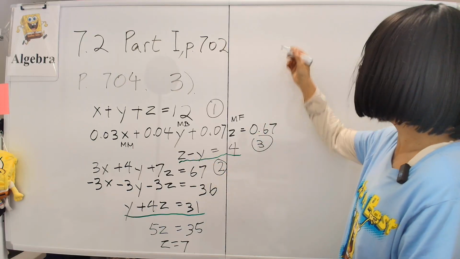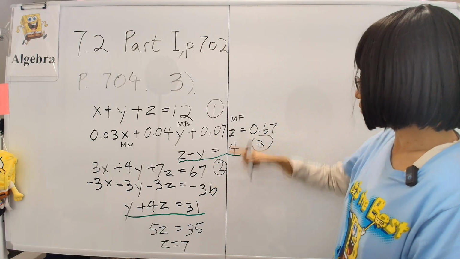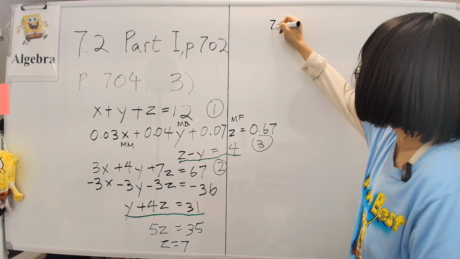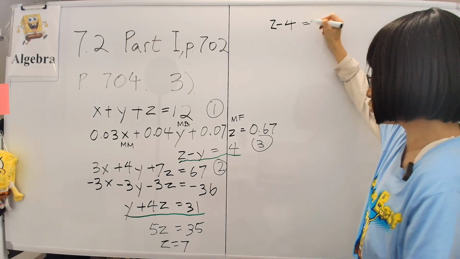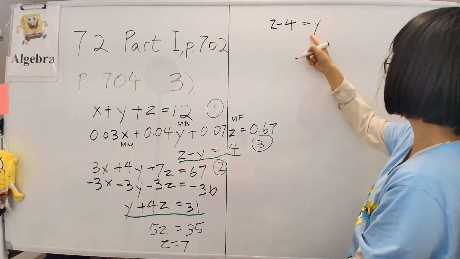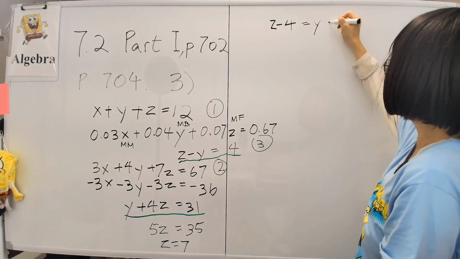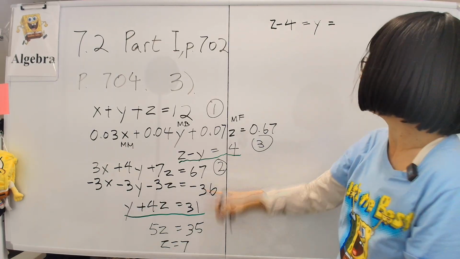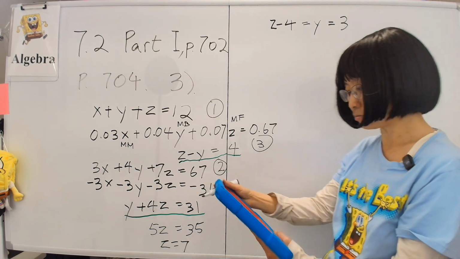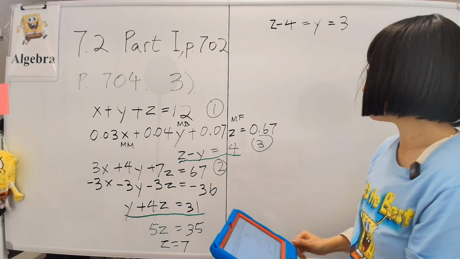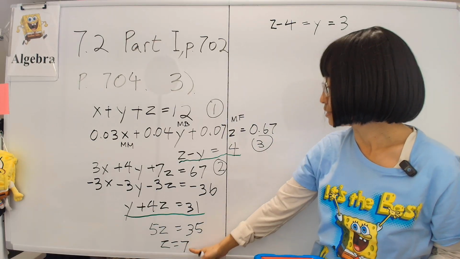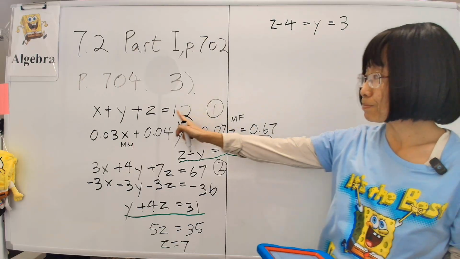So anyway, z is 7. Let's plug it in here. From this equation we get z minus 4 equals y. I move y over here and move the 4 to the other side. And z is 7, so plugging in z equals 7, 7 minus 4 is 3. So my next answer is that y equals 3. Now we have two pieces of information: z is 7 and y is 3. Let's plug them into this one.